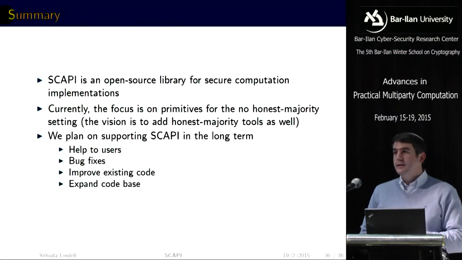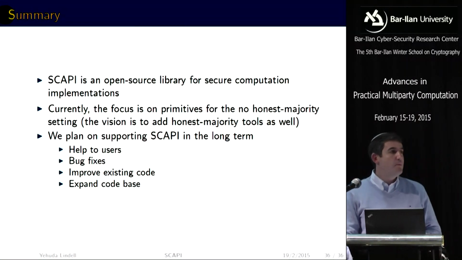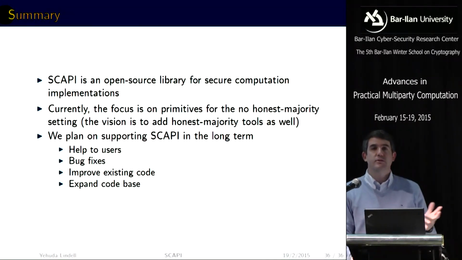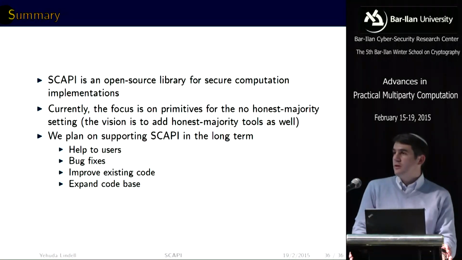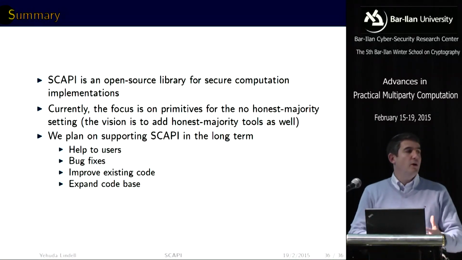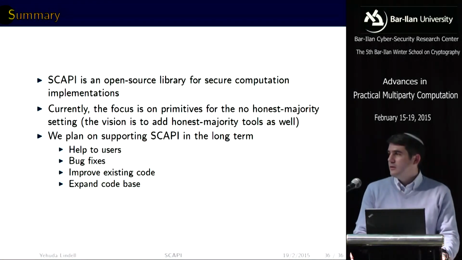OK, so in summary, SCAPI is an open source library. The focus so far is on primitives for the no honest majority case. We don't have that much secret sharing stuff, so things like speeds, we don't have the tools for that yet. But it's not because we don't want to. It's just a lot of work. I think you can appreciate that.